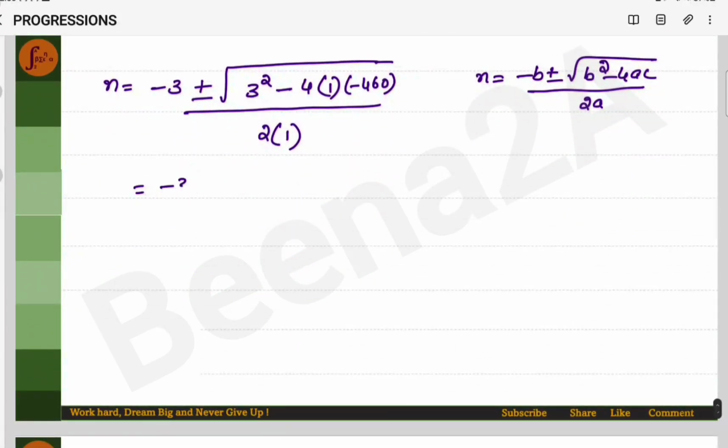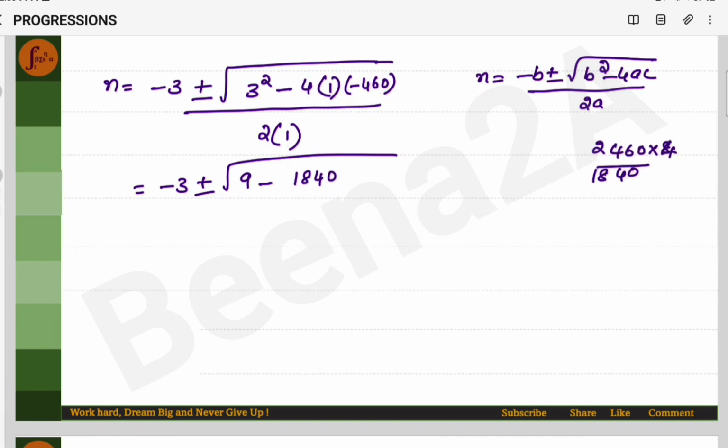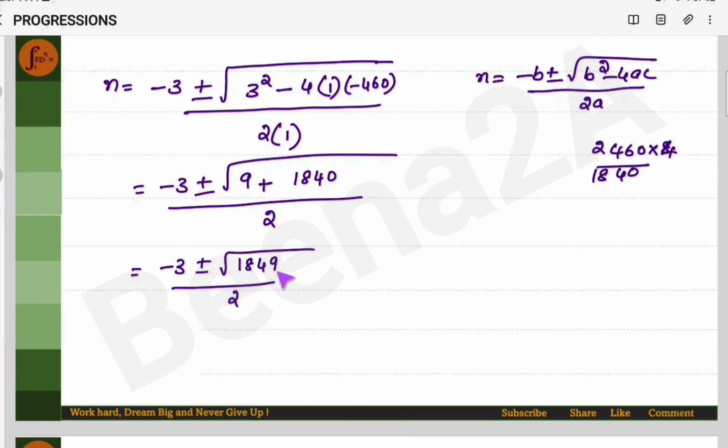So this is going to be minus 3 plus or minus root of 9 minus 4 into 460, which is 1840. Minus and minus will become plus. Divide by 2. So this is going to be minus 3 plus or minus, what is root of 1849? The square root of 1849 is 43. So minus 3 plus or minus 43 by 2.